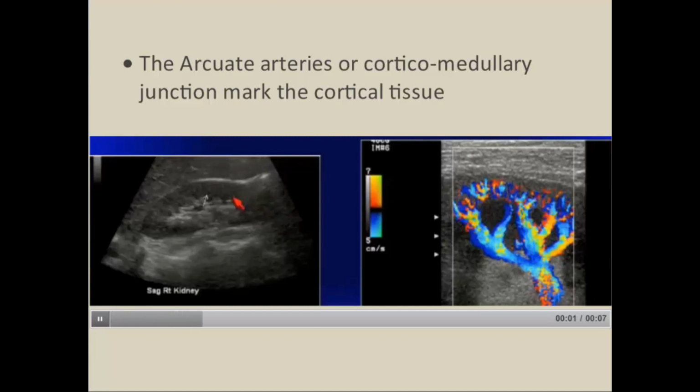So the arcuate arteries are some of your markers. You can easily see those. You see the medulla, and all that sitting out there is cortical tissue.